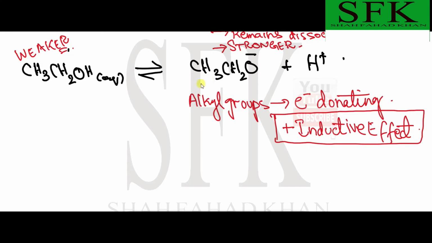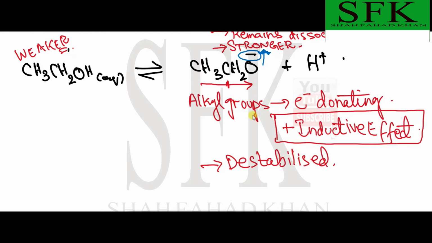So due to the positive inductive effect, this alkyl group over here pushes its electron density towards this negative charge. What happens next is that the magnitude of this negative charge increases. As the magnitude of the negative charge increases, the conjugate base is destabilized. The conjugate base, the ethoxide ion, is destabilized due to the positive inductive effect of the alkyl groups.